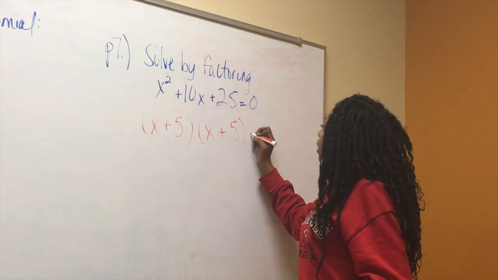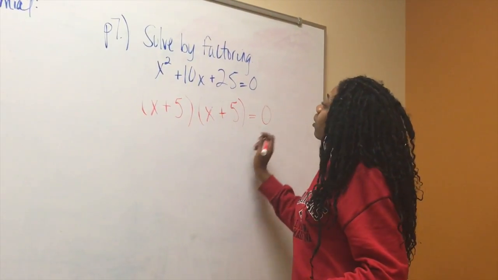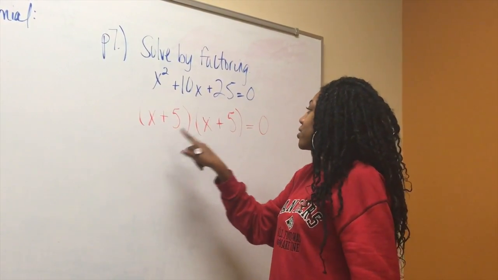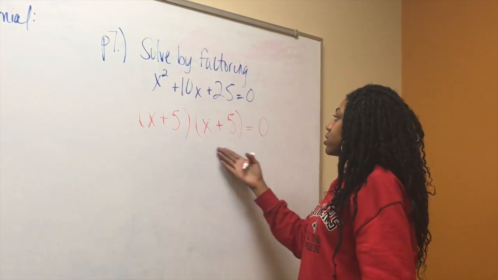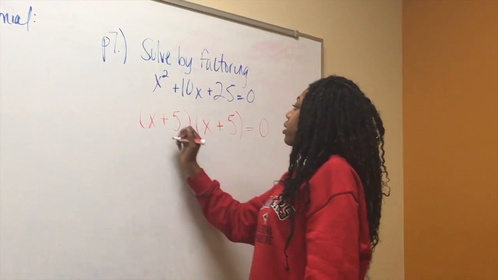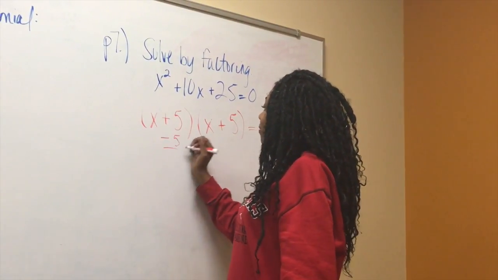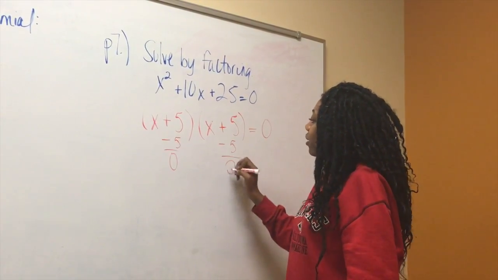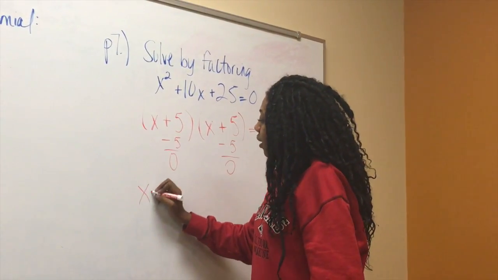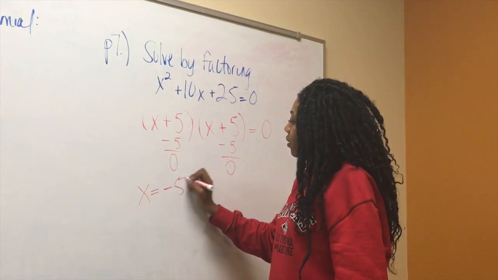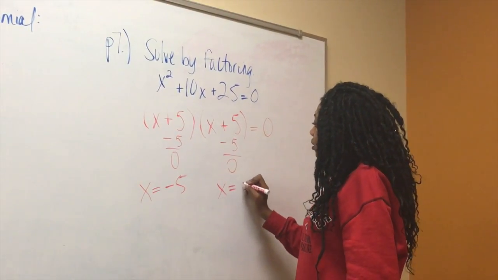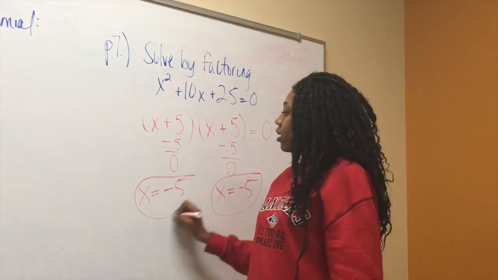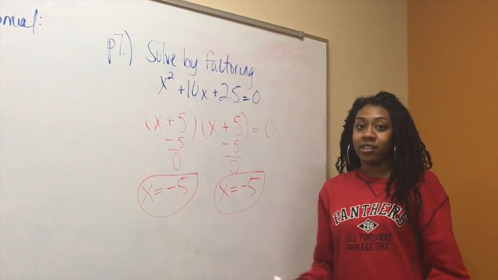So because we are setting it to 0, we have to find out the value of x where this will actually equal 0. So we're going to subtract negative 5 and negative 5 because clearly they both equal 0. So the value of x equals negative 5 here. Value of x equals negative 5 here. And negative 5 is our answer.